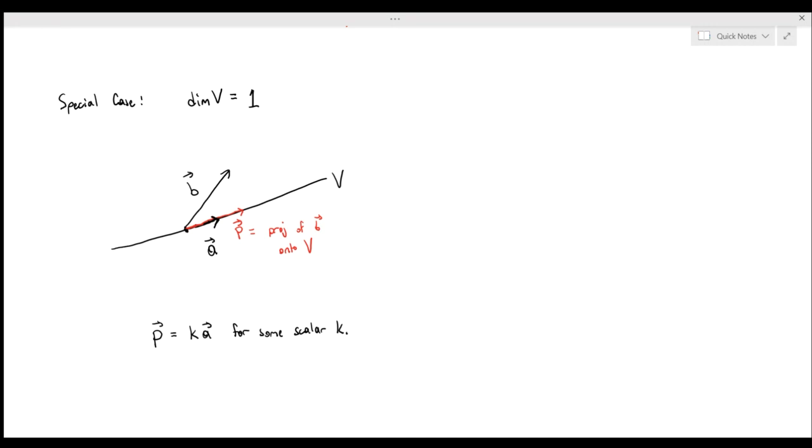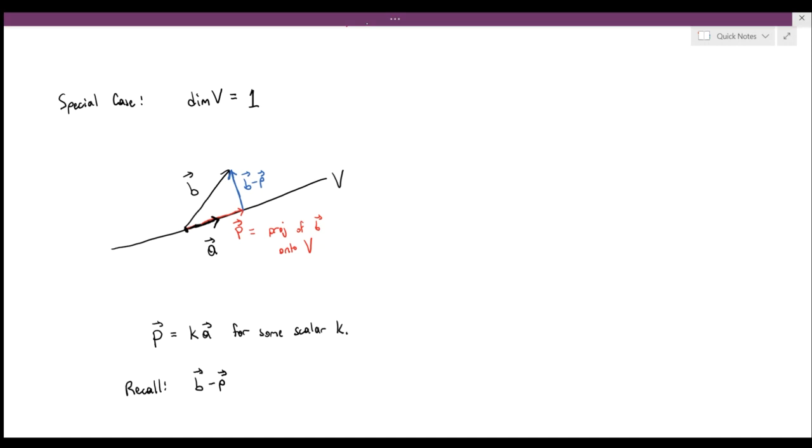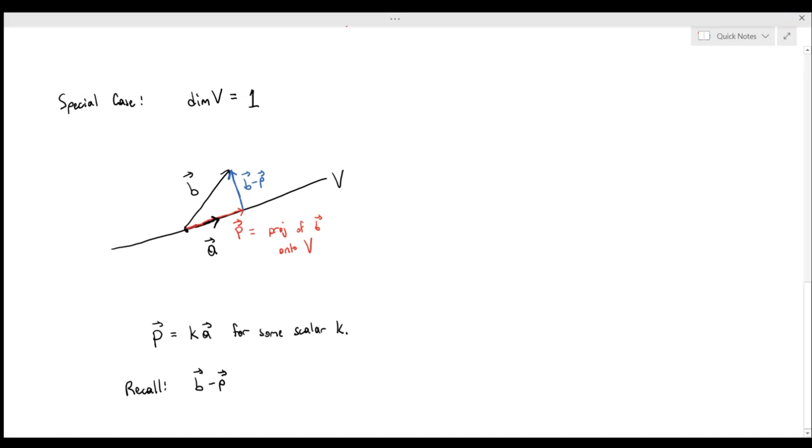And we can actually figure out what this scalar is by using the fact that, as I talked about, when you do B minus P, this vector is going to be orthogonal to V. And in this case, if it's orthogonal to V, that means that it must have been orthogonal to the vector A, okay?